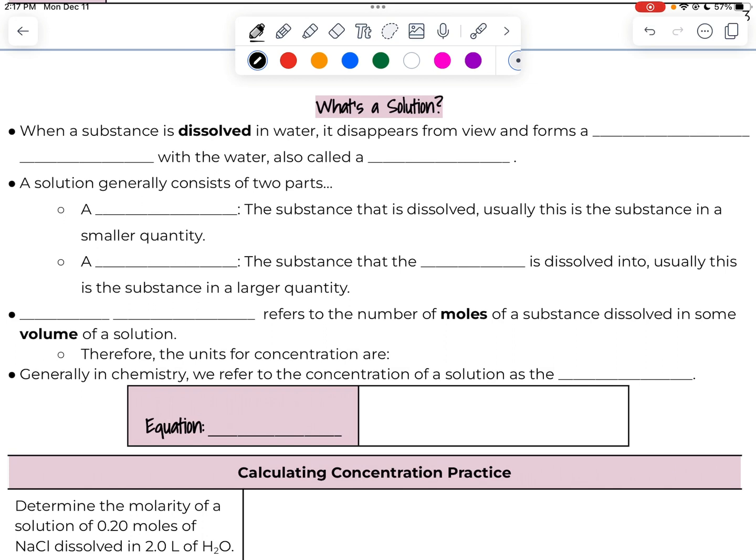So this one is going to be focused on solutions. So we're going to talk about what actually is a solution, how can we do some solution stoichiometry, and what's the big deal with them, right?